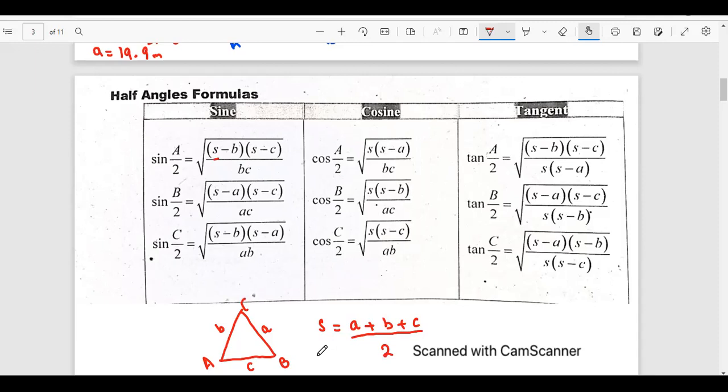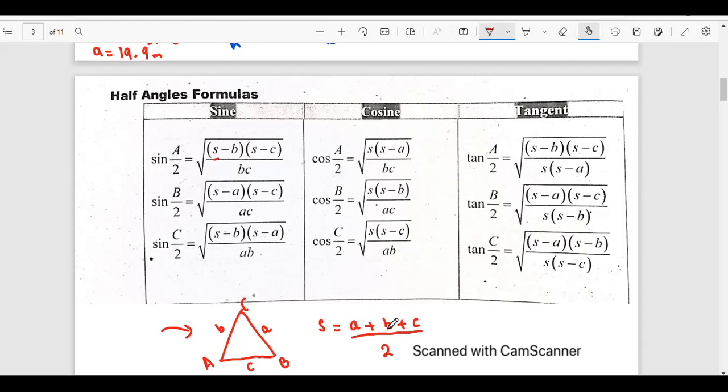What is the perimeter of any shape? It is the sum of all sides. So if I talk about this triangle, it would be A plus B plus C. When I'm saying S, you're just dividing it by 2. So this is basically a quantity which we use in half angle formulas for finding things.